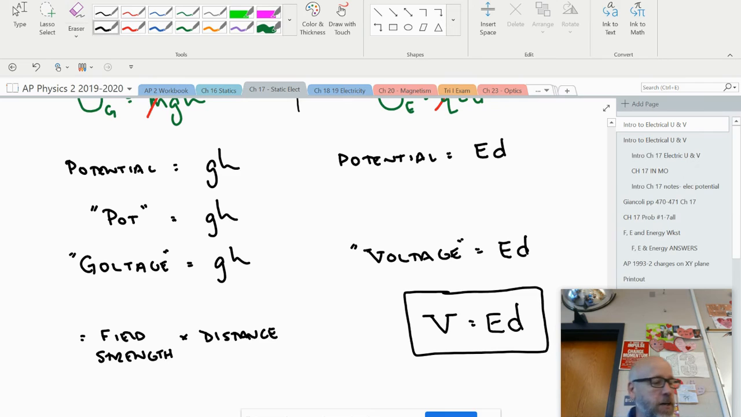Bam! Electric potential. Voltage is equal to Ed. Now, it's unfortunate that we don't have anybody with the name Ed in this class, because they would have a lot of potential. So voltage equals Ed. We'll be right back.